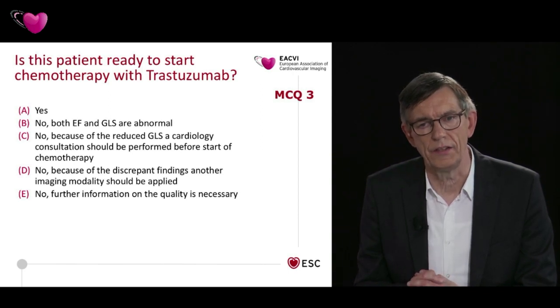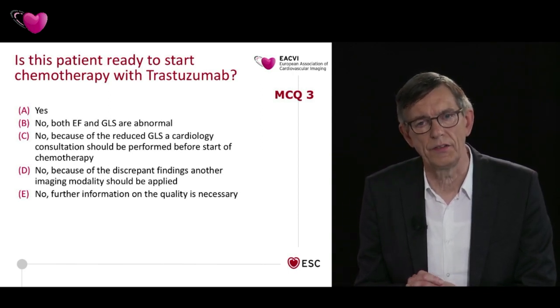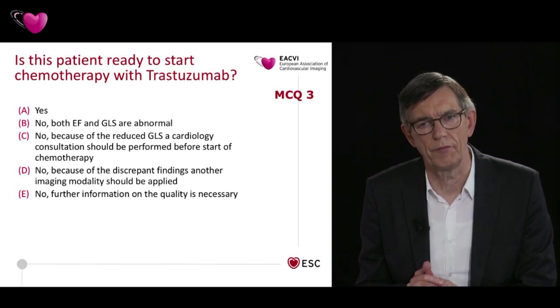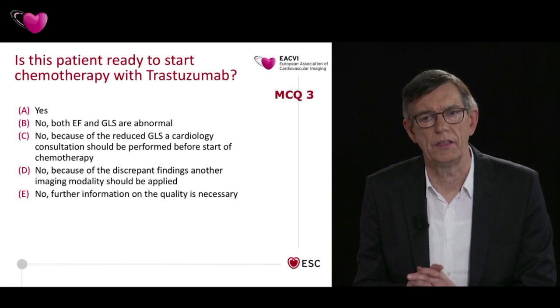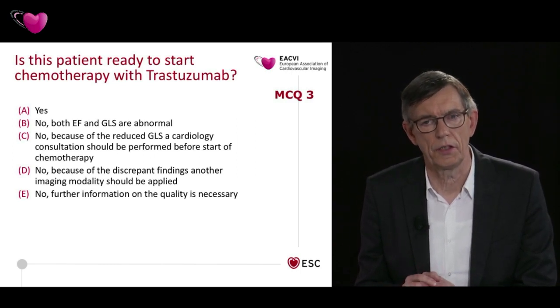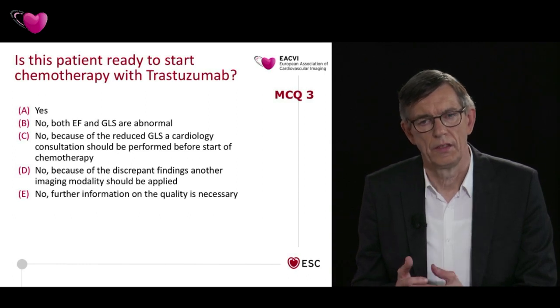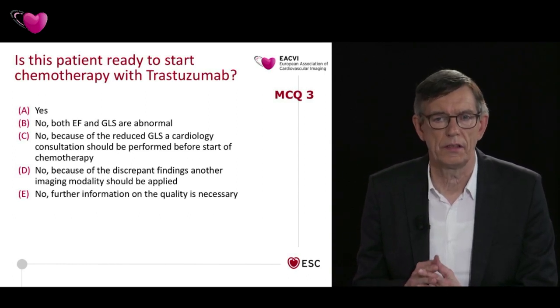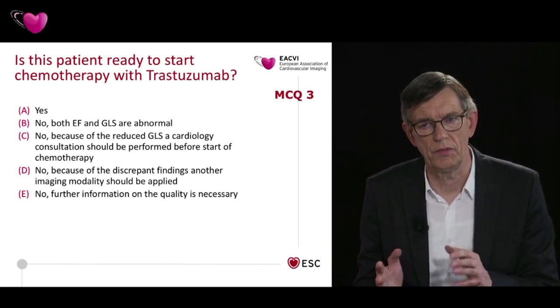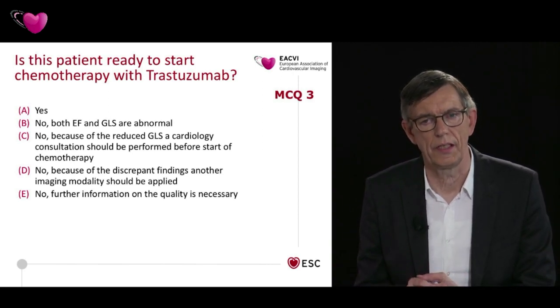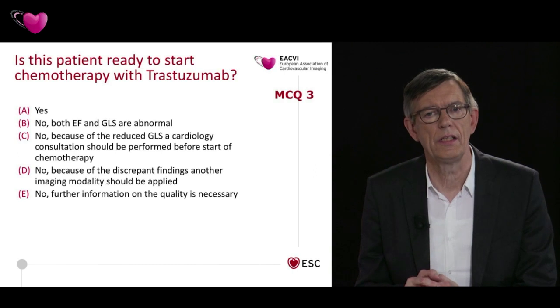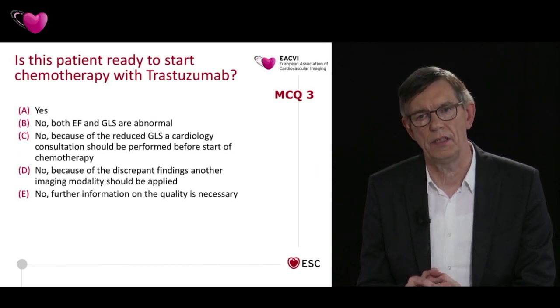The answer A is yes. The answer B is no, we cannot start because both EF and GLS are abnormal. C, we cannot start because of the reduced GLS, a cardiology consultation should be performed before the start of chemotherapy. D is no, because there are discrepant findings between the GLS and the EF, and another imaging modality should be applied. And E, no further information on the quality is necessary.